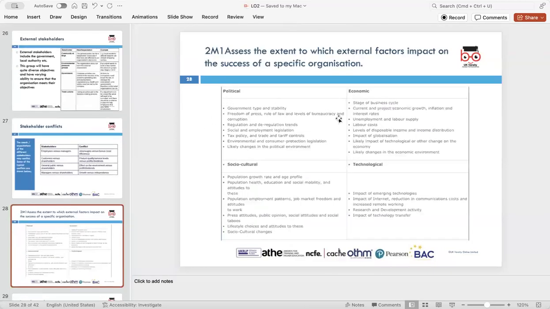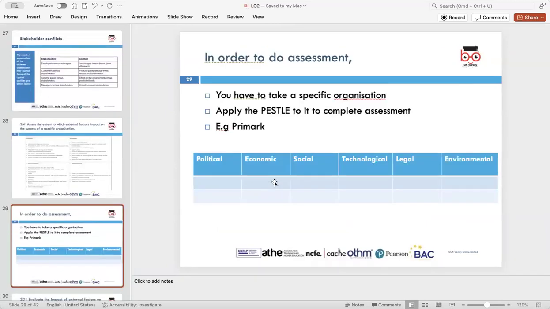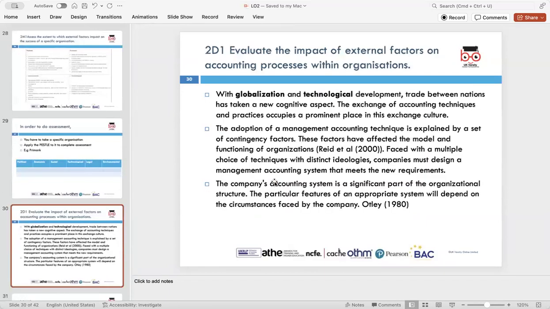Again, this is talking about political, economic, social, and technological cultures. Now evaluate the impact of external factors on accounting processes within organizations. Trade between nations has taken on a new cognitive role as a result of globalization and the development of technology. So, within the context of this exchange culture, the concept of exchanging accounting methods and procedures holds an important position.